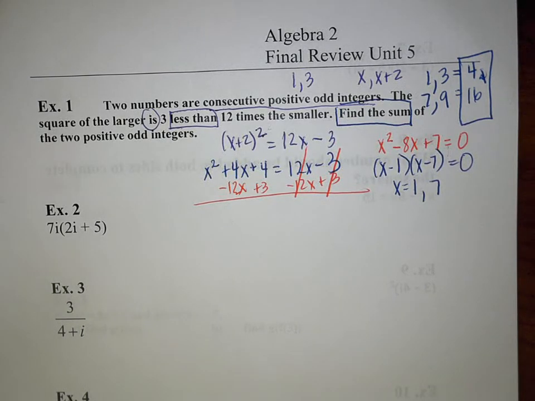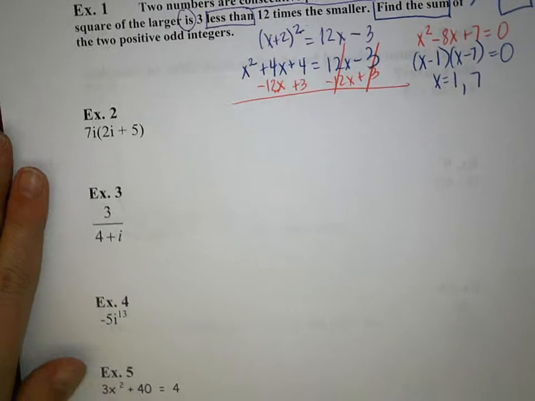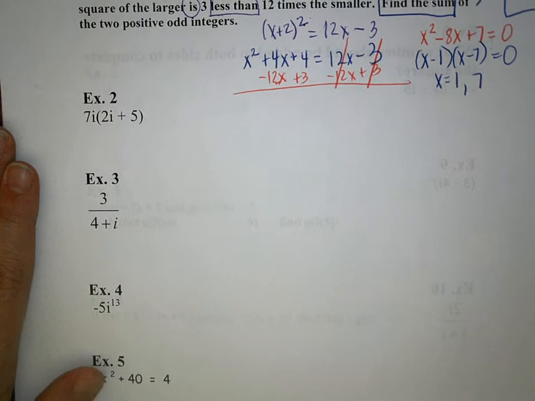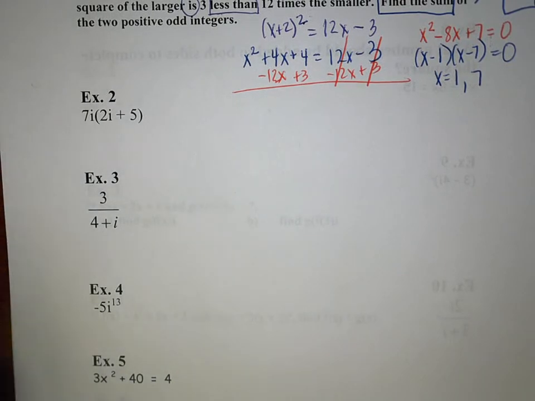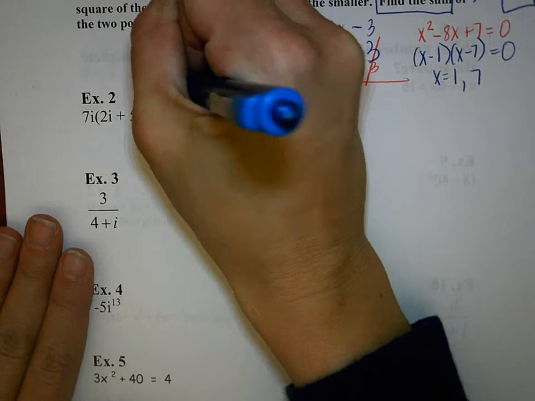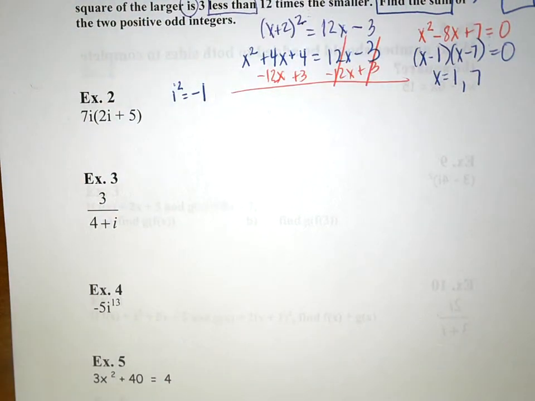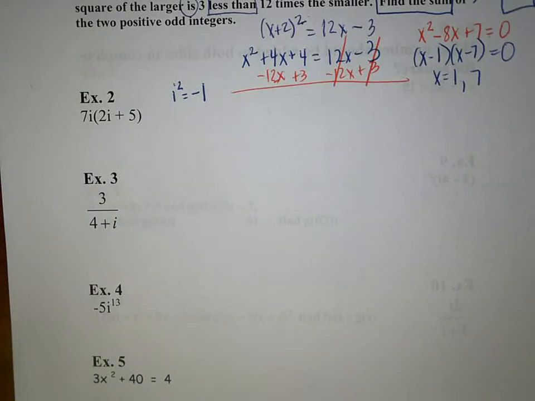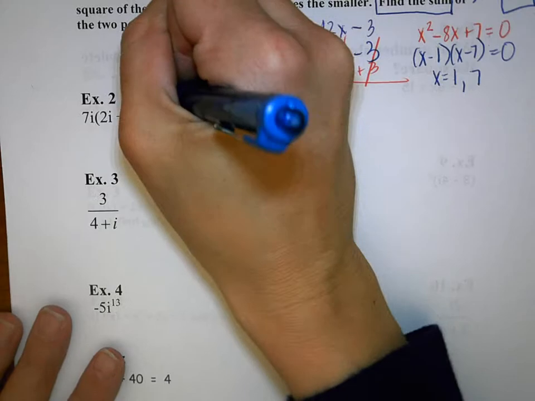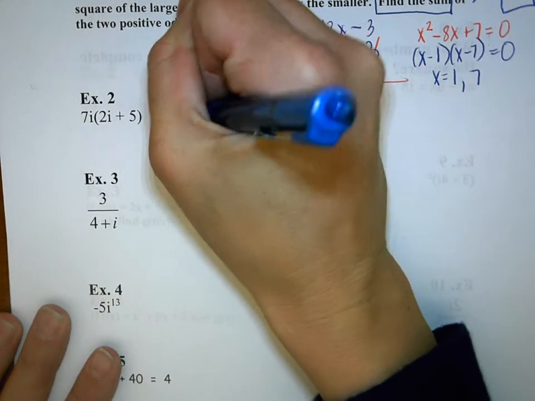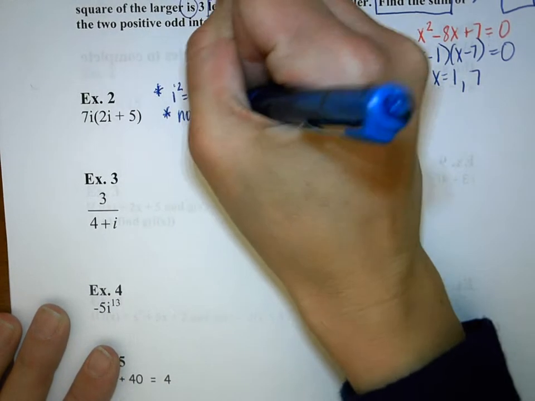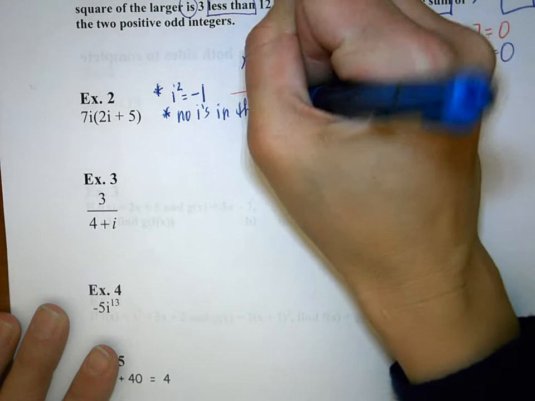Okay, questions on example 1? Okay, example 2. The thing that you want to remember with i's is what? Very good. I squared equals negative 1. Another thing is that you never want an i in the denominator. Okay, so we want to remember this, and then no i's in the denominator.